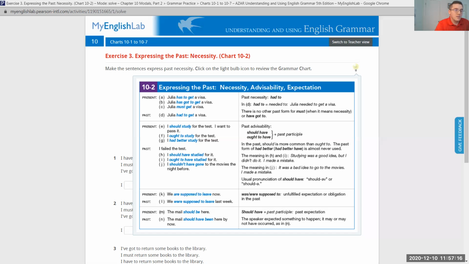In the past, should is more common than ought to, and the past form of had better, which would be had better have, is almost never used. So it's not impossible, but it's very rare. You could say he had better have studied. That's just very rarely used. We usually use should have in the past. That's the most common. Okay?